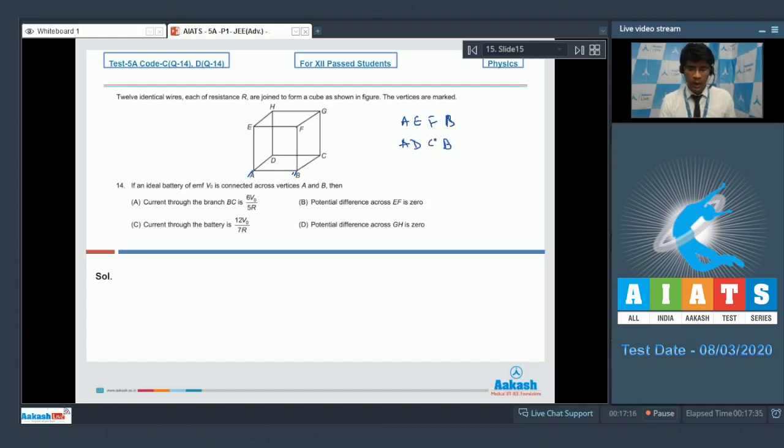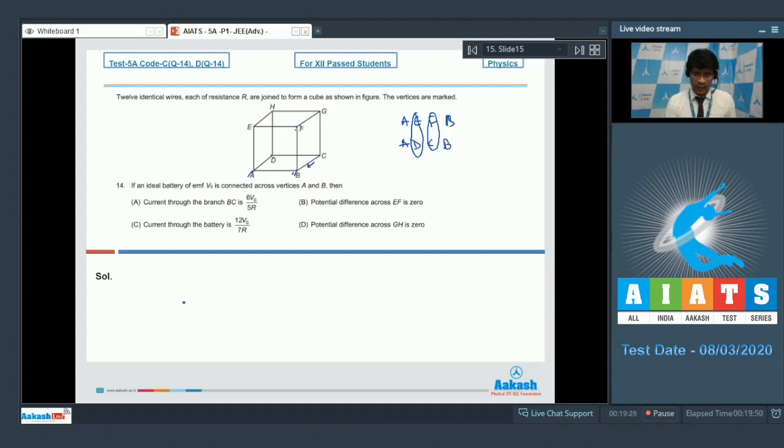ADCB. These two paths are symmetrical with respect to each other. That means E and D, and F and C, would be at the same potential. So the potential difference across EF is certainly not 0, and the potential difference across GH is also certainly not 0. So we are now confirmed with finding out the value of the current in the branch BC here.